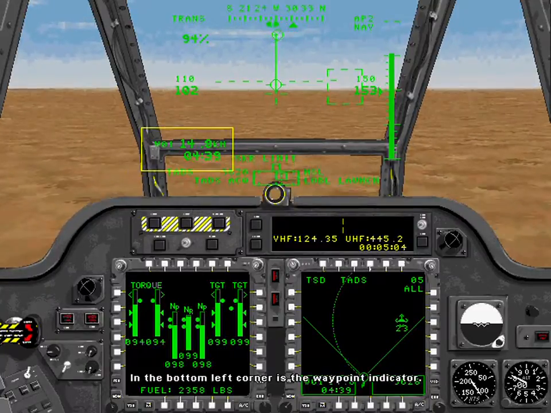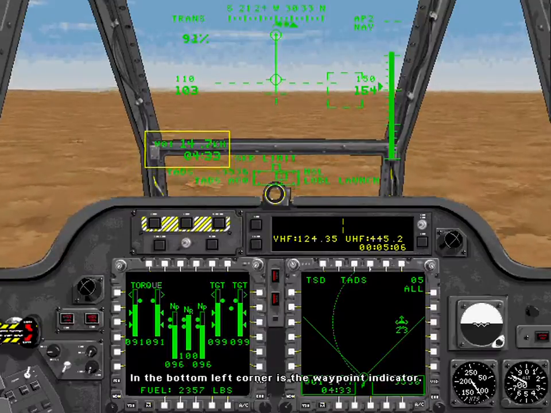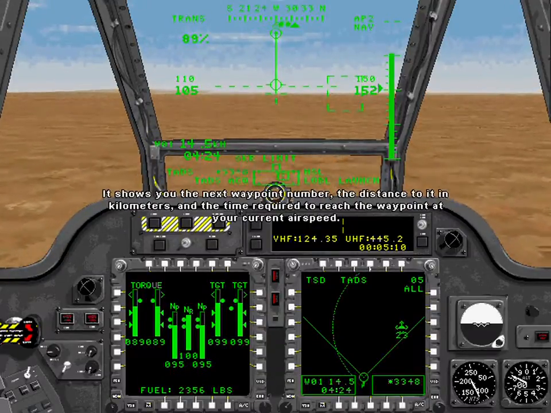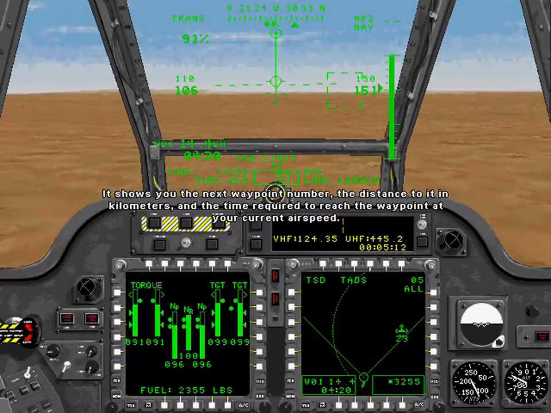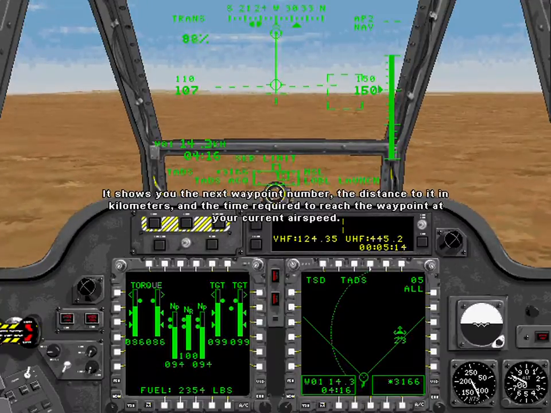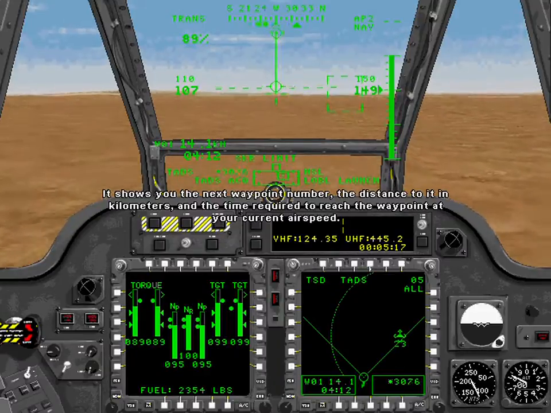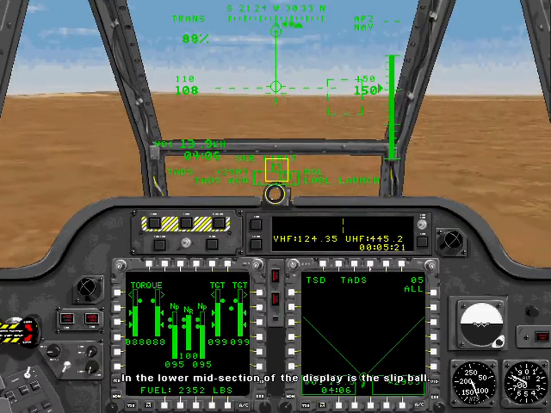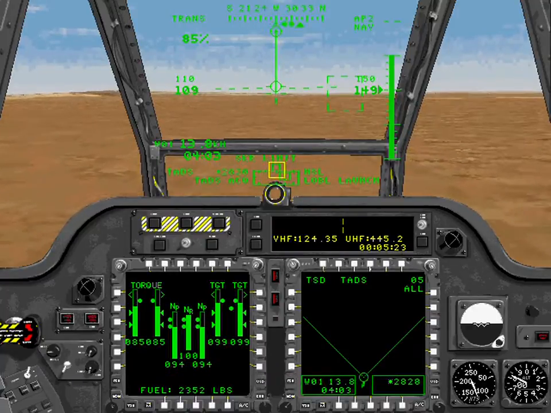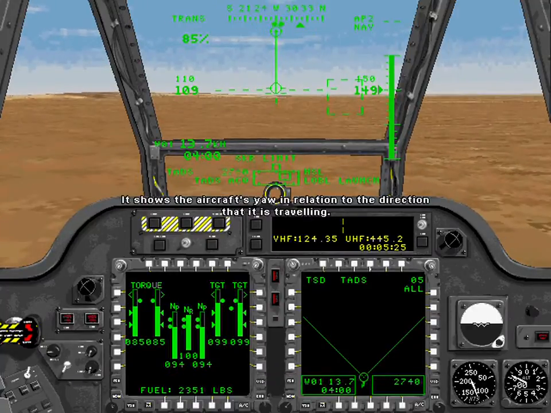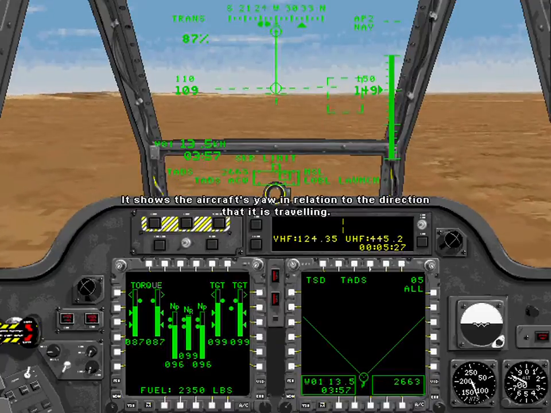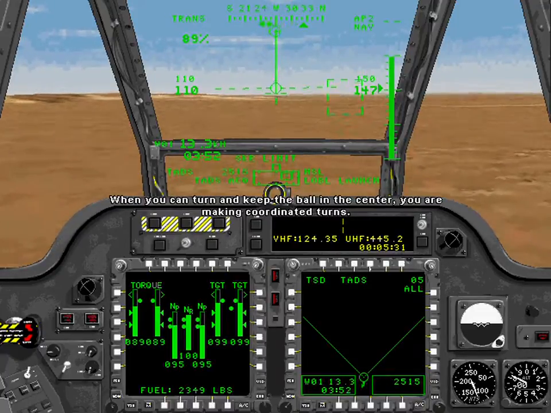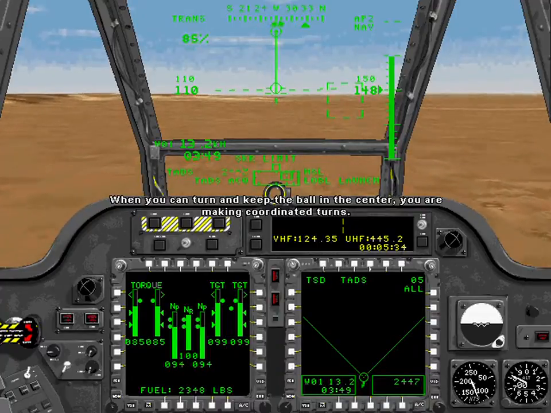In the bottom left corner is the waypoint indicator. It shows you the next waypoint number, the distance to it in kilometers, and the time required to reach the waypoint at your current airspeed. In the lower midsection of the display is the slip ball. It shows the aircraft's yaw in relation to the direction that it is traveling. When you can turn and keep the ball in the center, you are making coordinated turns.